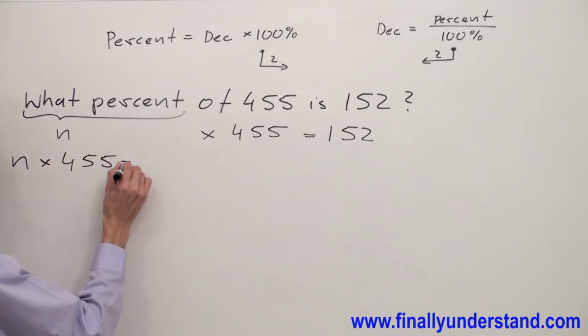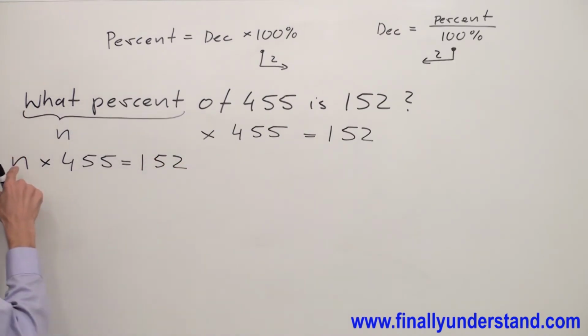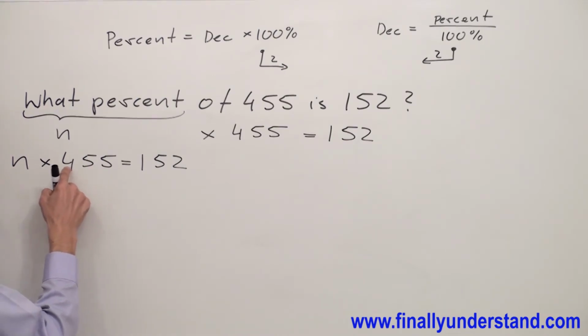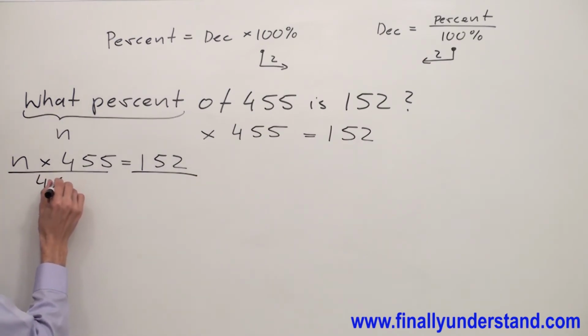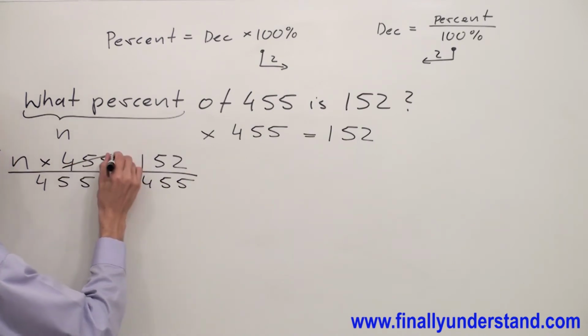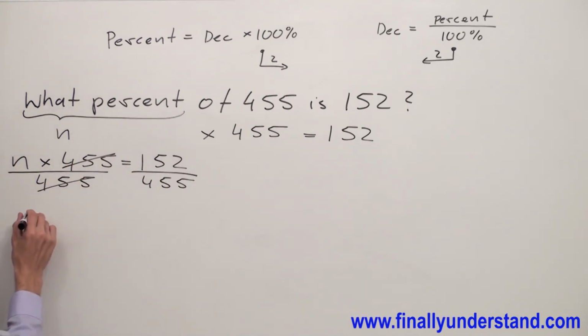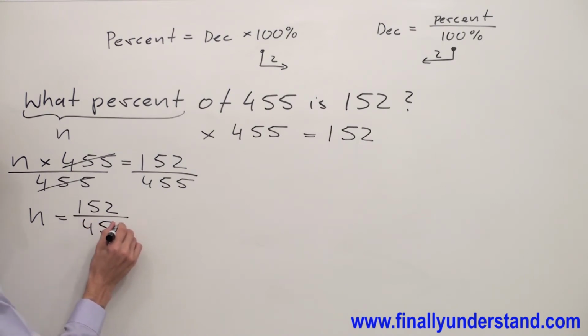455 equals 152. Now I have to find the value of n. n is multiplied by 455. In order to eliminate 455, I have to divide both sides of the equation by 455. So the numerator and denominator are going to cancel out, and I'm going to have n equals 152 over 455. Check if we can reduce this fraction.